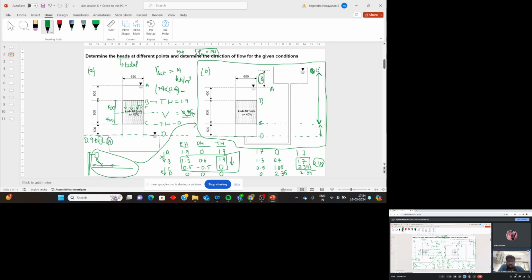Now here it will be 1.9. Now 1.9 to 0, it is getting divided over a length of 0.8 meters. This head loss is getting distributed over 0.8 meters. So what will be the head loss per meter?